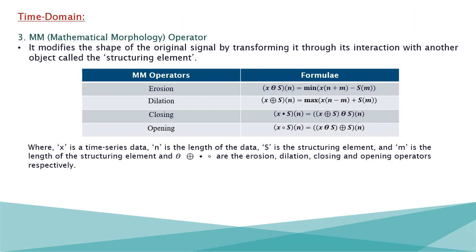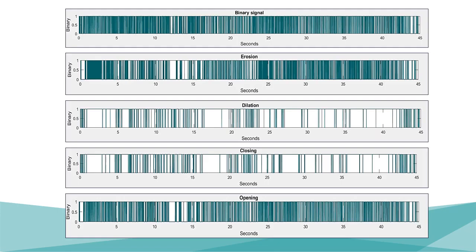The third and the last time domain feature that we have used is the mathematical morphology operator. This operator modifies the shape of the original signal by transforming it through its interaction with another object called the structuring element. The operators used here are erosion, dilation, closing, and opening, and its formula is given here. Since MMA is used in binary and grayscale images, to use the technique here, we first converted the signal into the binary form by applying the threshold amplitude value and then applied the operator. After implementing different operators, the remaining ones' value in the respective operators are summed and used as a feature.